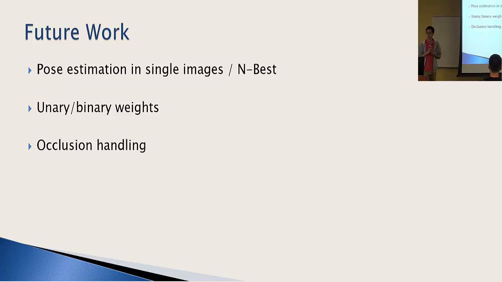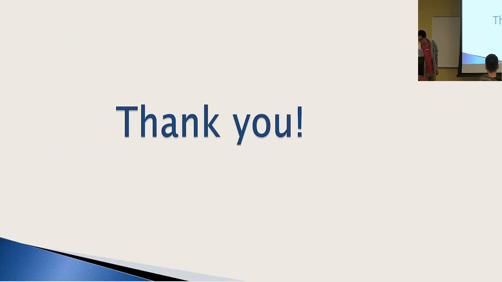Here are some future works. As we observed from the failure cases, a lot of images didn't have good results because the UNBEST method cannot give good hypotheses. So it's better if we can improve the UNBEST method for a single image. And also we can design some better unary and binary weights to improve the performance over the graph. And we can also design some method to handle the occlusions to further improve the results. That's it. Thank you.